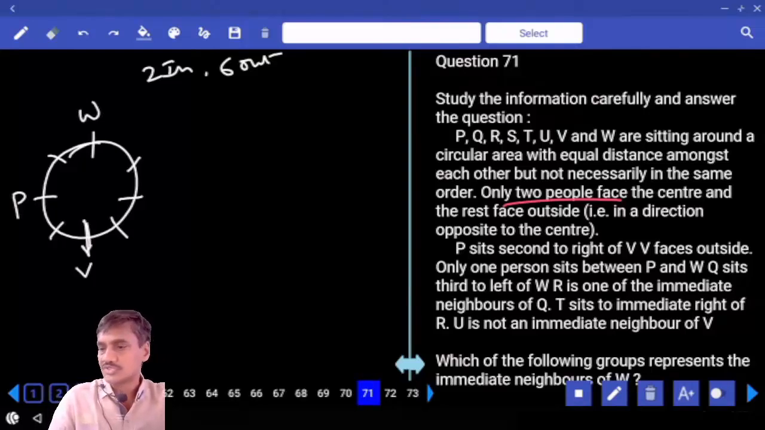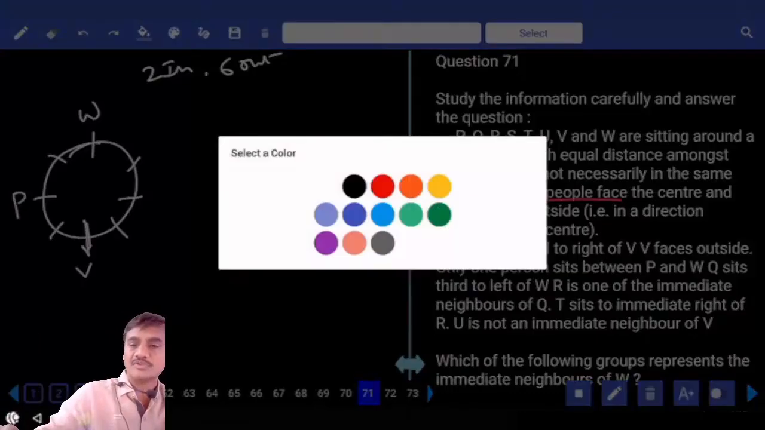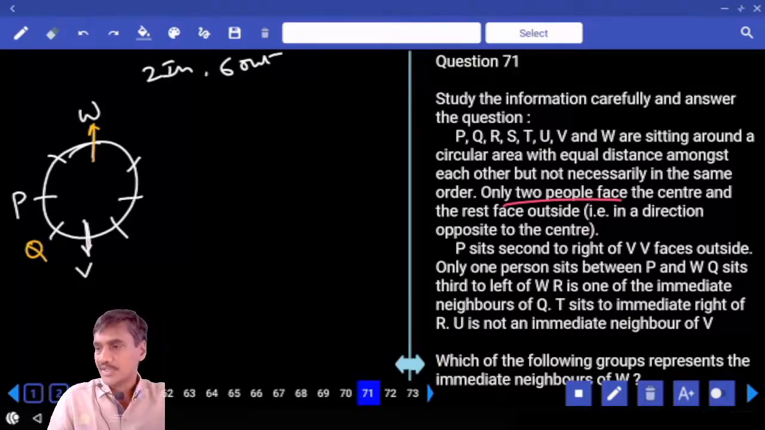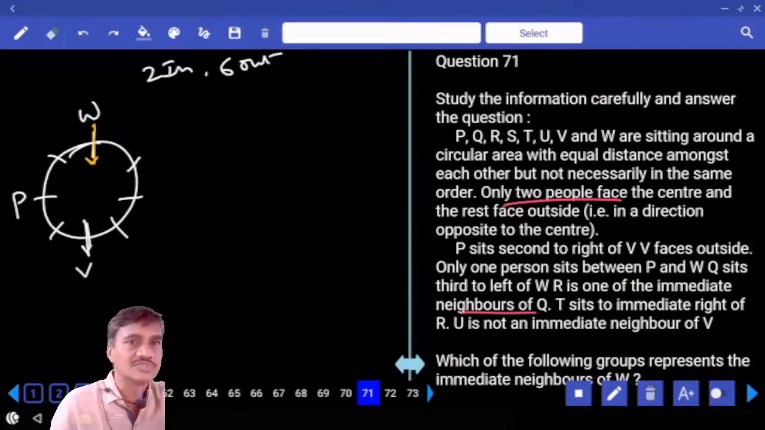And next one, Q sits out to the left of W. As Q is out to the left of W, W can be towards the center or away from the center. If W is away from the center, Q will be here, and this is one such possibility. At the same time, R is one of the immediate neighbors of Q. Is it possible? Not possible, which implies that Q cannot be here, and which implies that W is not away from the center. W is facing towards the center.